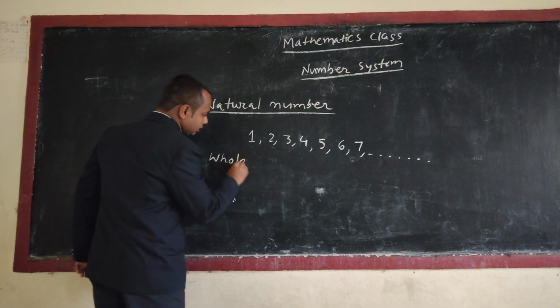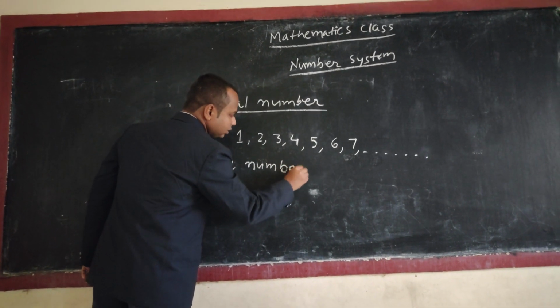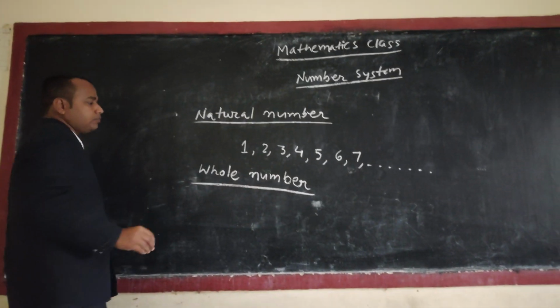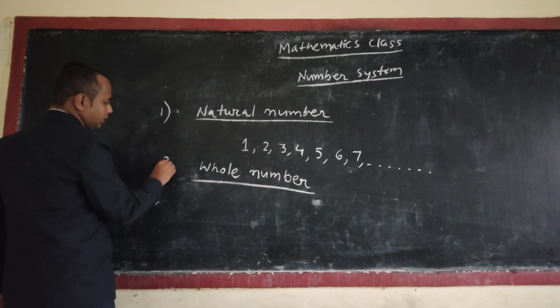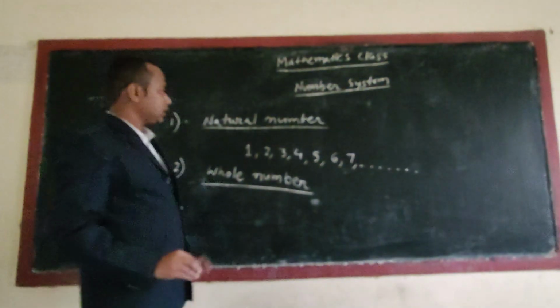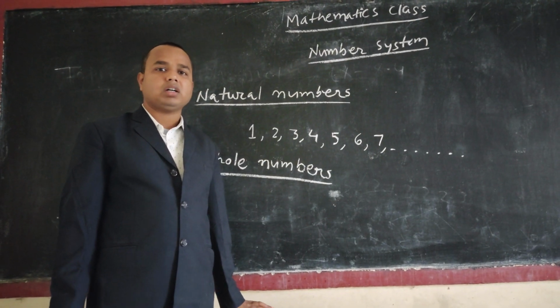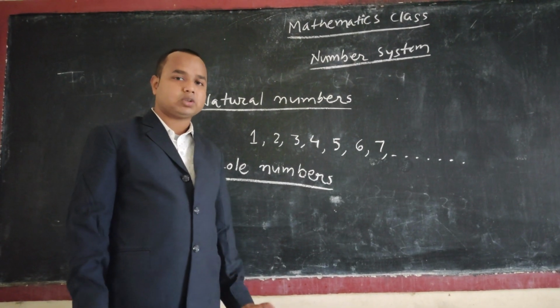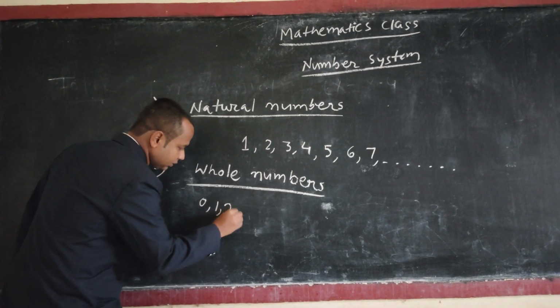After that, a different type of number. This was the very first, natural numbers. Then second, whole numbers. So you should write numbers here. Whole numbers. All the natural numbers including 0 are called whole numbers. All the natural numbers including 0 make the set of whole numbers.